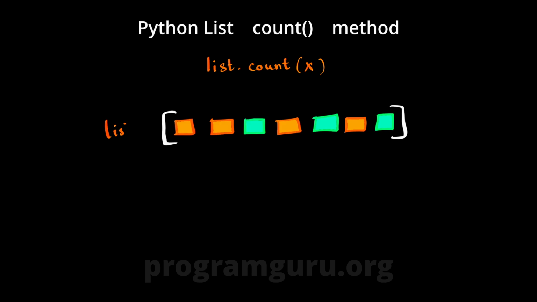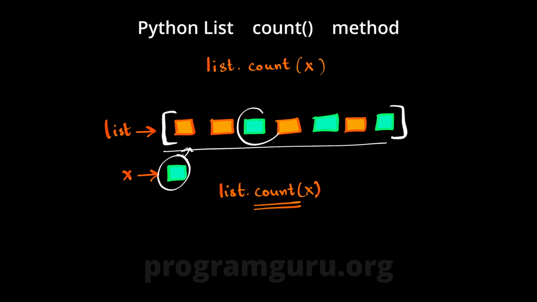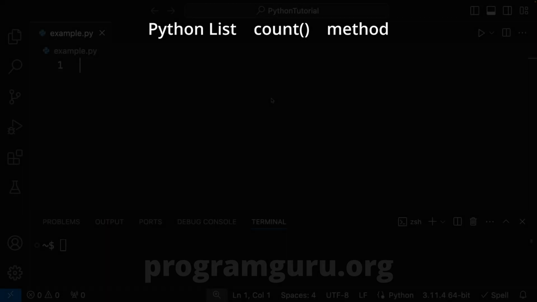Consider a list of items where the item x occurs 3 times. When we call count method on this list with the item x passed as argument, the method counts the number of occurrences of item x in this list and returns that count value. Now let us go through some examples.